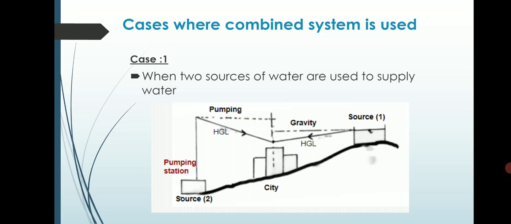Case 1 is when two sources of water are used to supply water. One source, this is source 1, is at a higher elevation, and the other source is at a lower elevation. Naturally, the water from the source at the higher elevation will be directed to the city by gravity, and the water from the source at the lower elevation will go to the city by pumping.